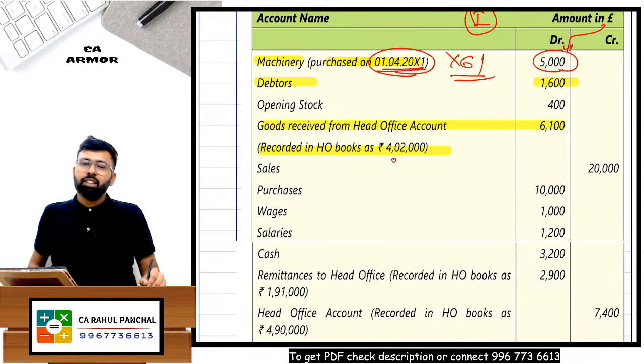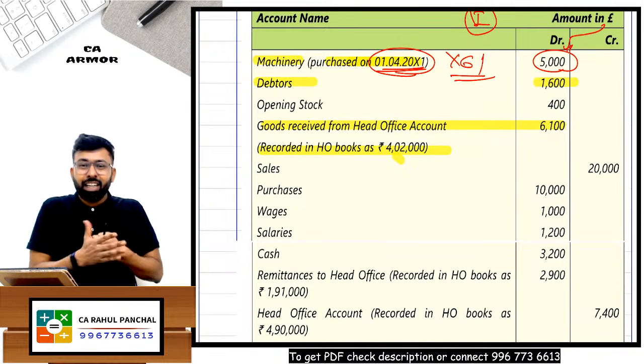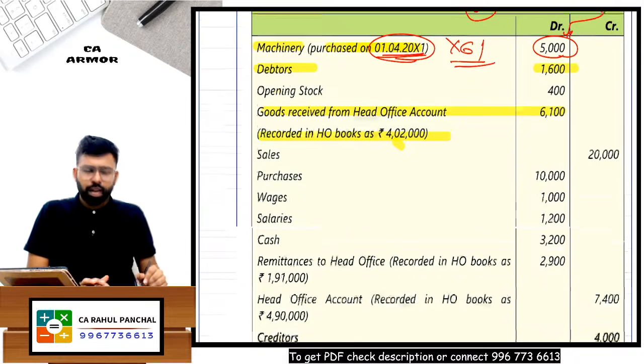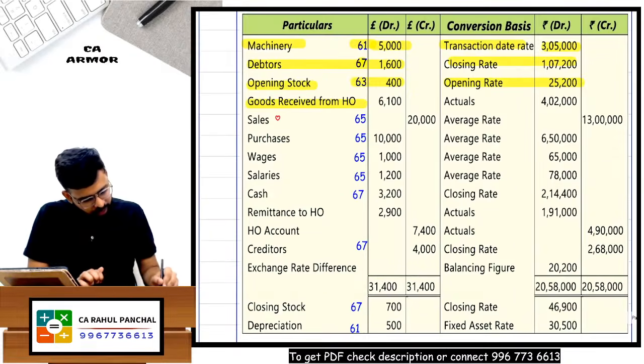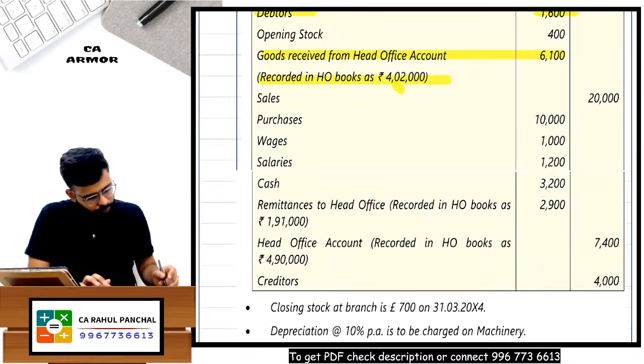It is recorded at this value in the HO books, 4,02,000. When a transaction happens between HO and subsidiary, at what value is it recorded by HO? It will be recorded at that value only. We have that actual value, 4,02,000. So I will just highlight this. 4,02,000 will be recorded.